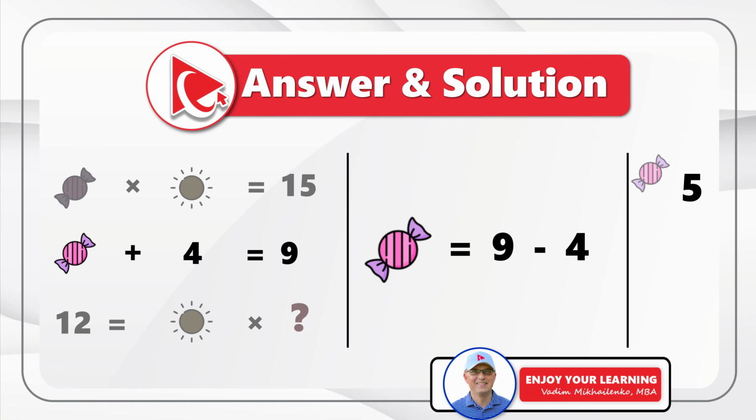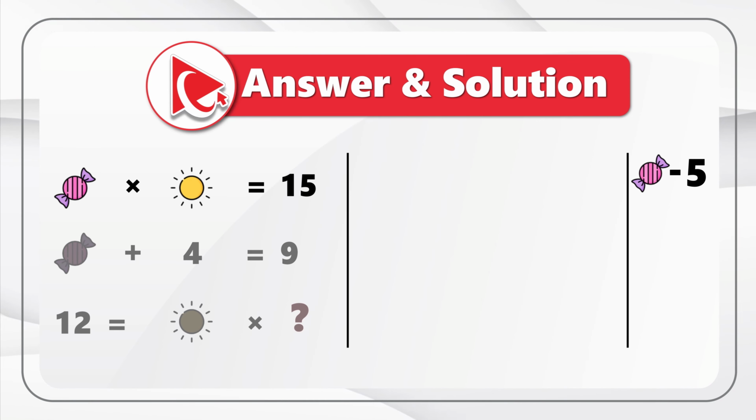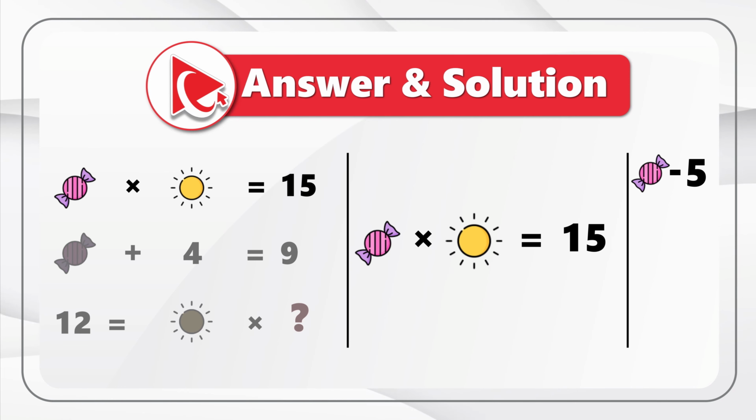Now, knowing the value of candy, let's focus on the top expression. Candy plus sun equals 15. We know that the value of candy is 5, and when we substitute candy, it would be 5 plus sun equals 15. So the calculated value for the sun would be 3.